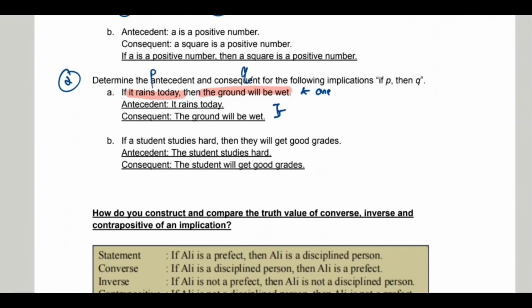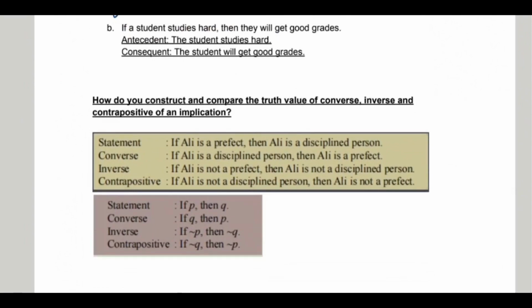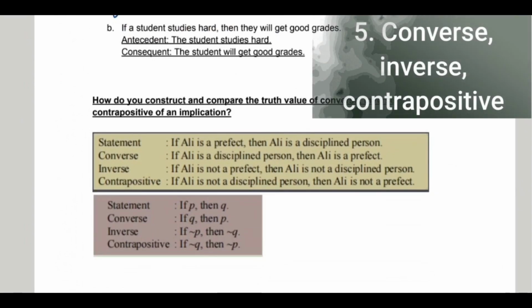So here is P, here is Q. So we fill up the sentence in these two blanks, and you will get the answer. So we will continue to the implication in the truth value.